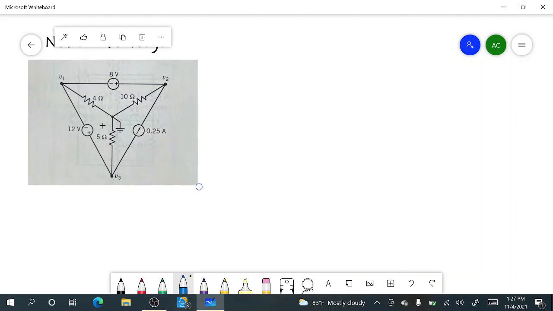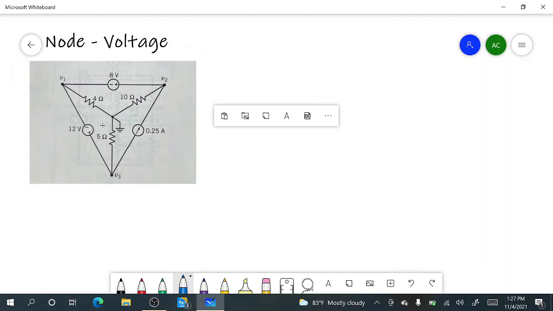Now, generally speaking, the more voltage sources you have, the more you want to do the node voltage method. The more current sources you have, the more you want to do the mesh current method. It's kind of the way it works, but it doesn't really stop you from doing one or the other. You can solve this problem with the mesh current method, and it would be just as difficult or just as easy, depending on how you like to see the situation.